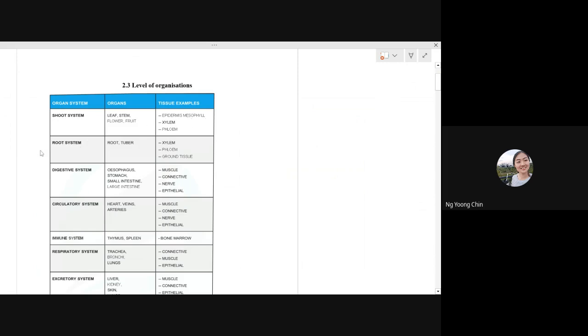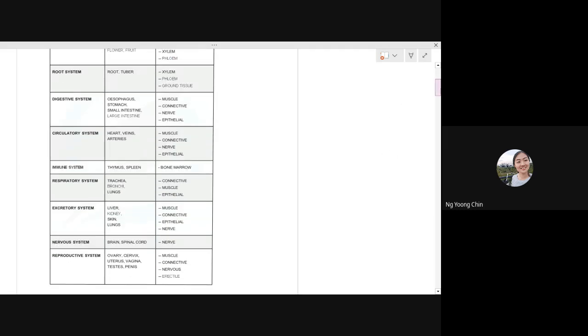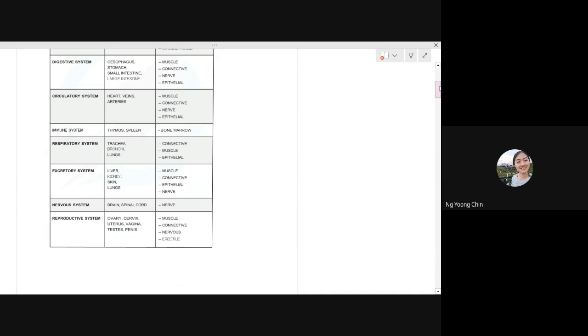Then how about the root system? In the root system, they do have the root hair cell. Then they will form the tissue, which is the xylem, phloem, and the ground tissue. Other systems are the digestive system and circulatory system. These are the organs found inside. We will slowly learn about the operation of those systems, and then we know their functions and details. Okay, so this is just for you to have a look.